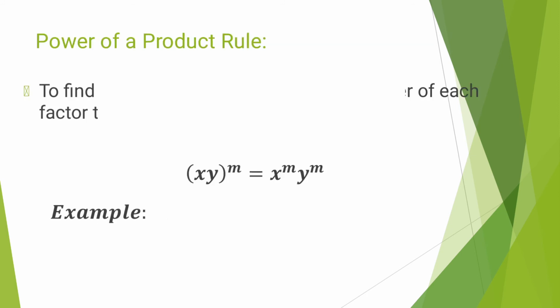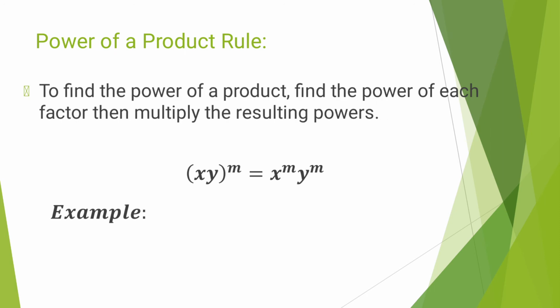Power of a product rule. To find the power of a product, find the power of each factor, then multiply the resulting powers. Like this, xy raised to the power of m, and then distribute m to x and y. Example, 5c raised to the power of 2. Distribute 2 to 5 and c. It becomes like this, 5 squared, c squared. And then 5 times 5 is 25, and then copy c squared. That was our final answer.